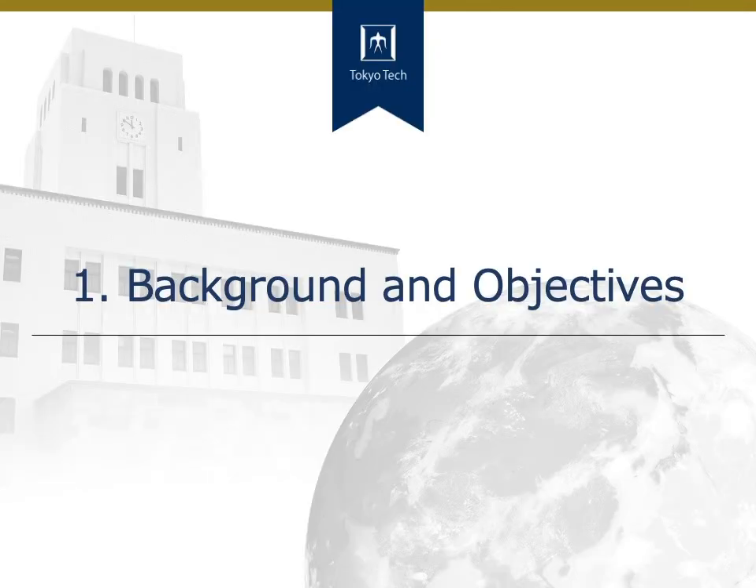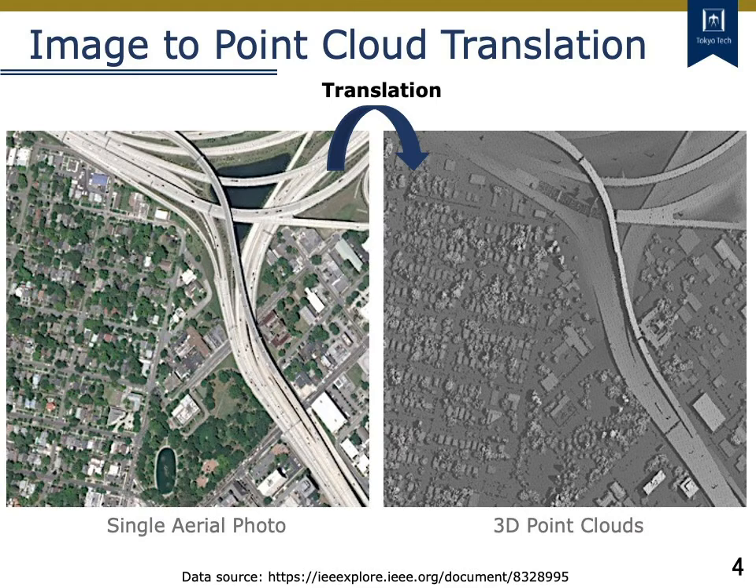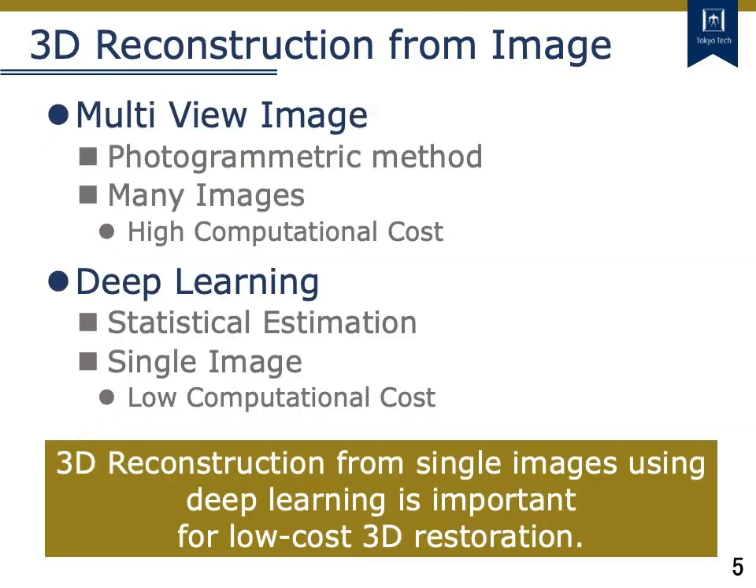Let me begin by introducing the background and objectives. First of all, I will show the image-to-point cloud translation task. Image-to-point cloud translation aims to estimate the point cloud with x, y, and z coordinate corresponding to the input aerial photo. 3D reconstruction using image are widely used in various fields. Most of 3D reconstruction methods are focused on multi-view image-based methods. Recently, deep learning-based 3D reconstruction from single image have been studied. Deep learning is important for 3D reconstruction from single images to achieve low-cost 3D restoration.